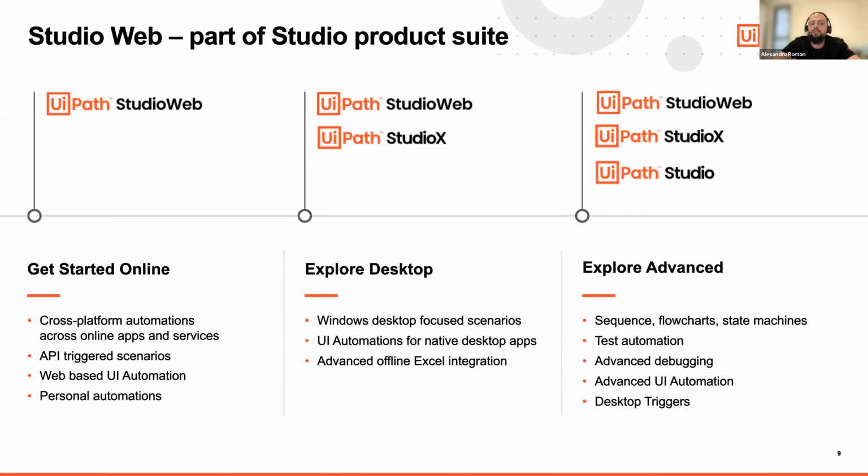Studio Web is the newest addition to the UiPath Studio product line, and it's a browser-based IDE that allows for the creation of cross-platform automation across online apps and services, with support for API and web-based UI automations. It is fully compatible with Studio X and Studio, creating a seamless experience for users.